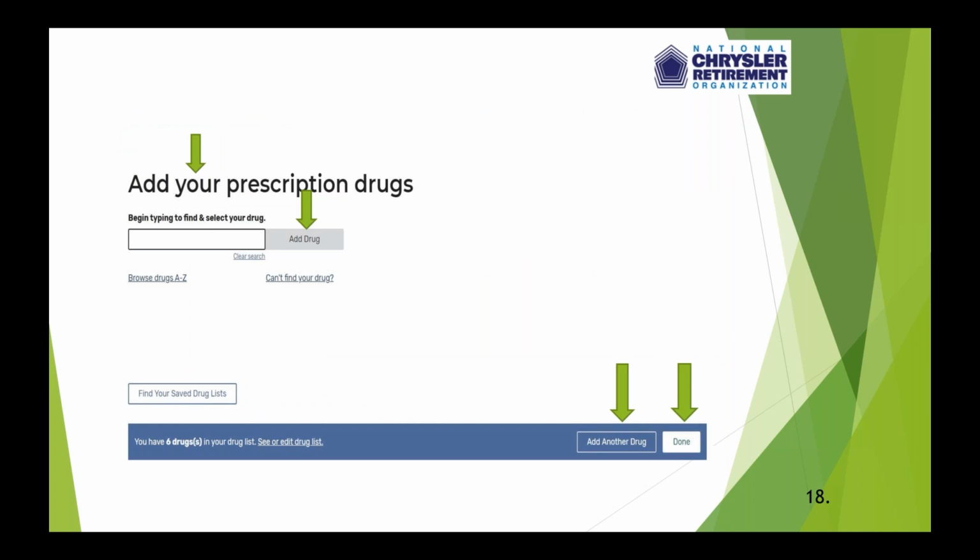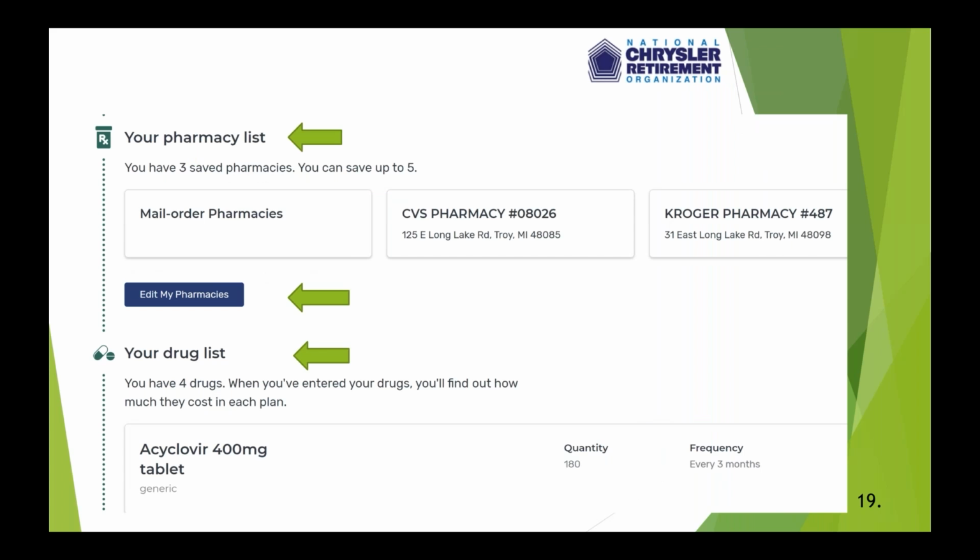This is just more of the same. You're going to be asked to put in pharmacies. You can put in up to 5. I generally put in 3 or 4. I usually put mail order as one of my choices just to have that comparison. You can edit your pharmacies if you've previously done it, and it'll automatically bring up the pharmacies in your local area based on your zip code.